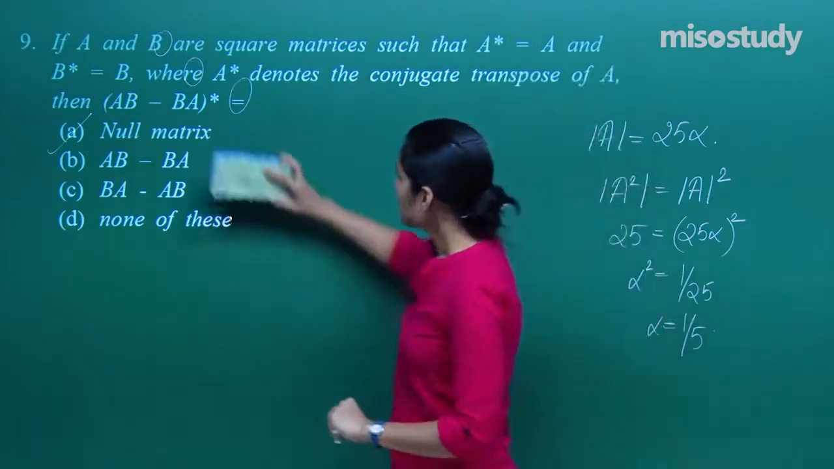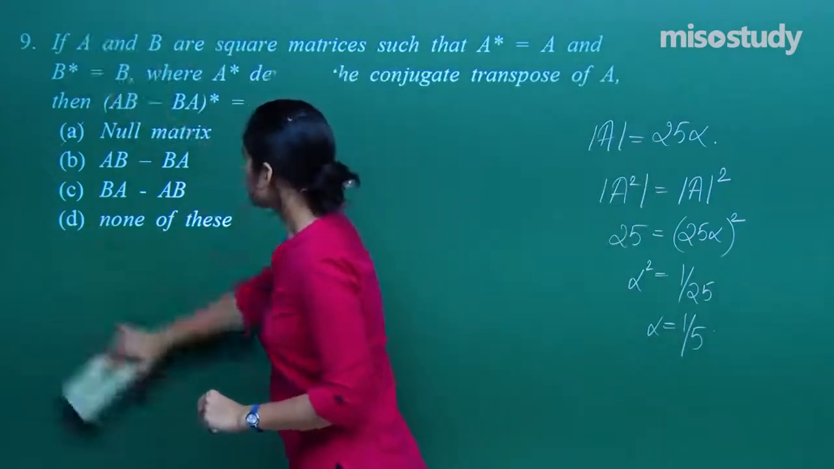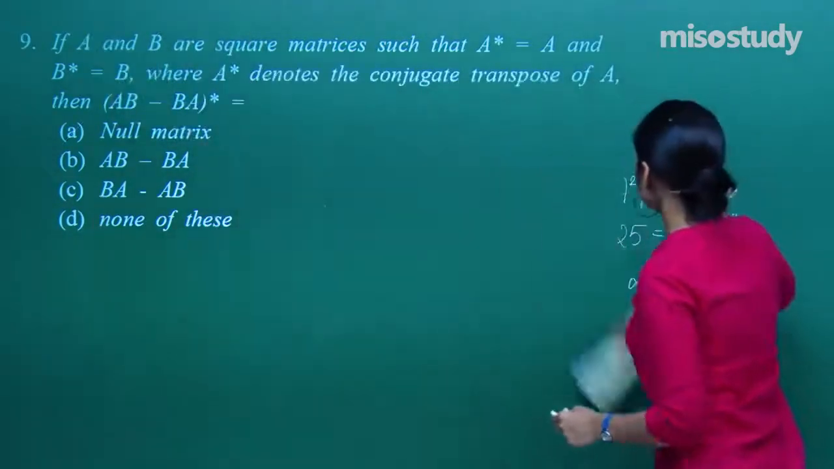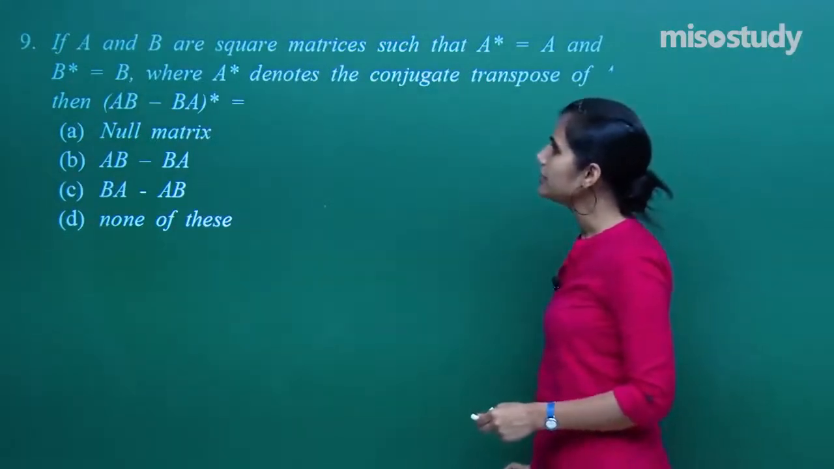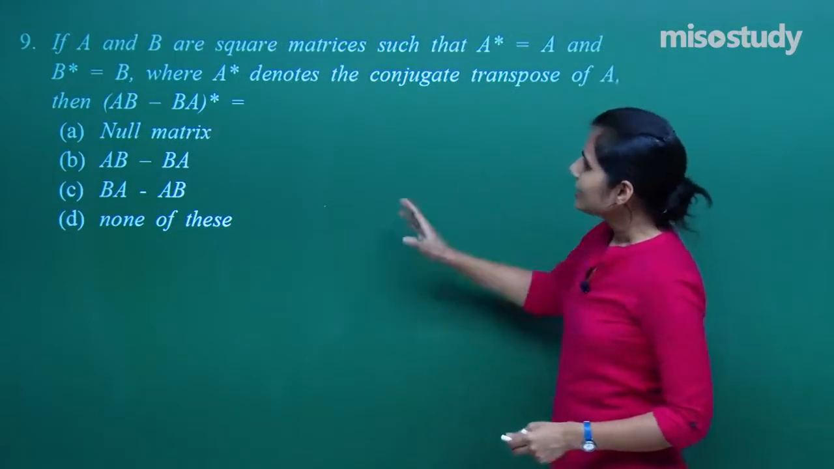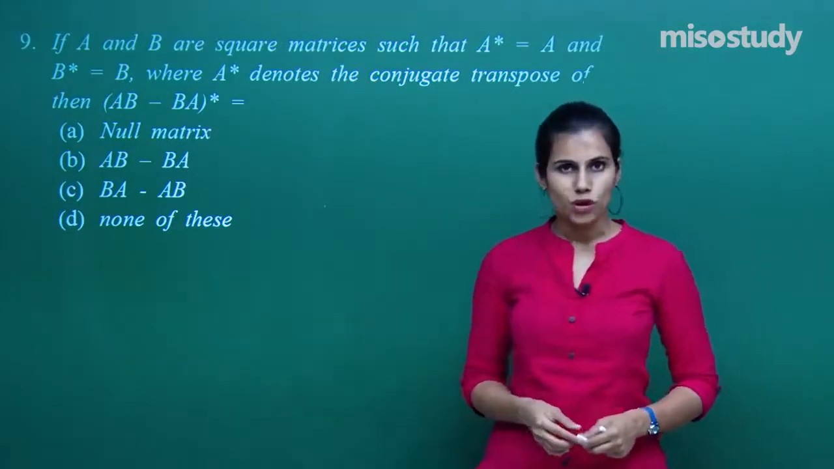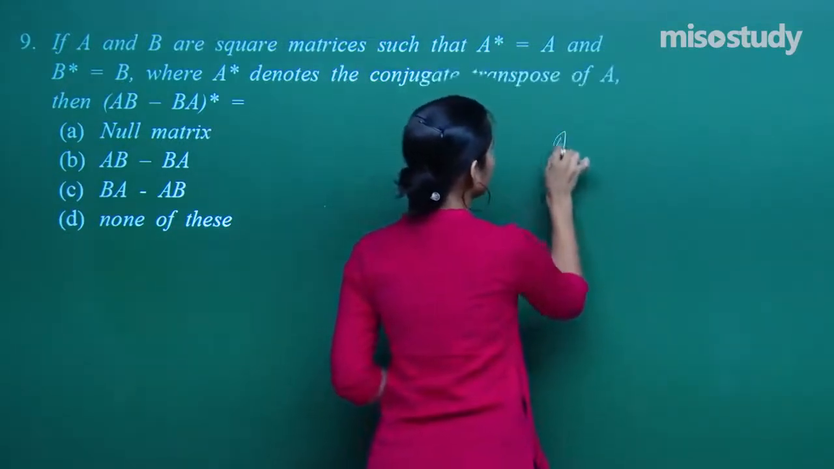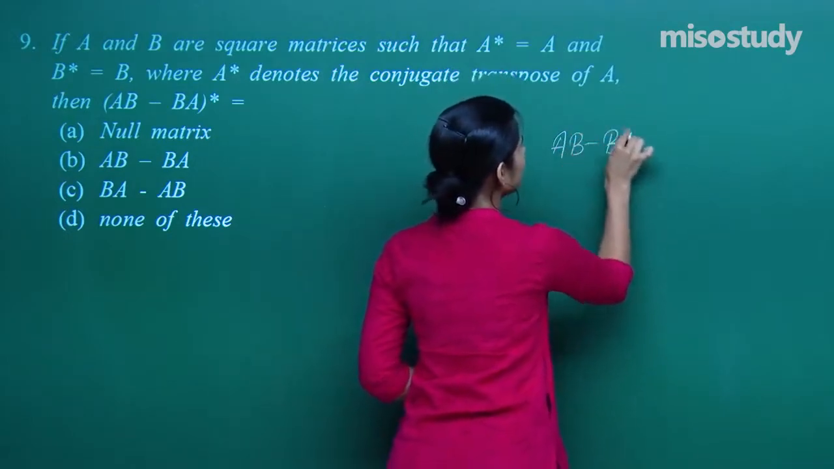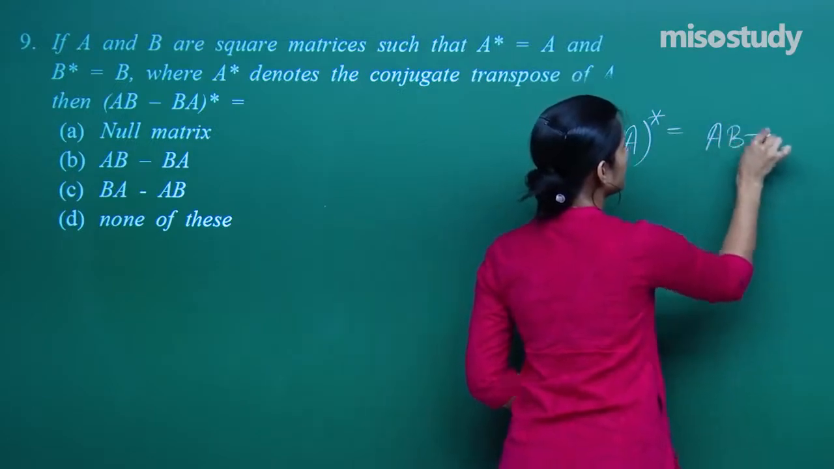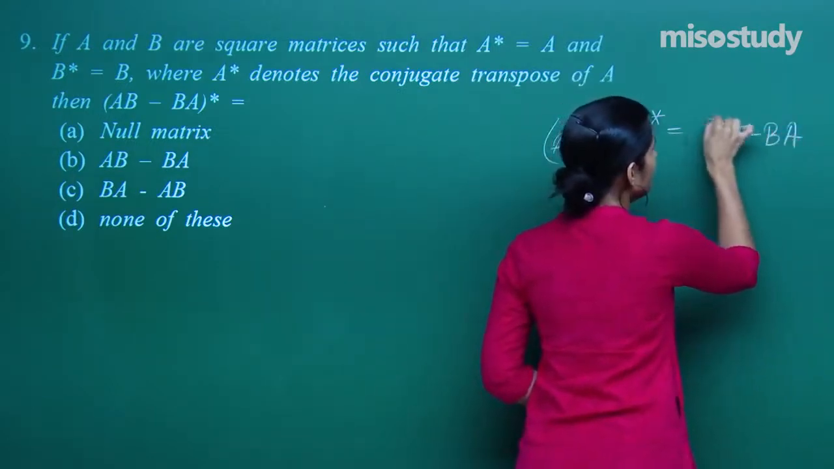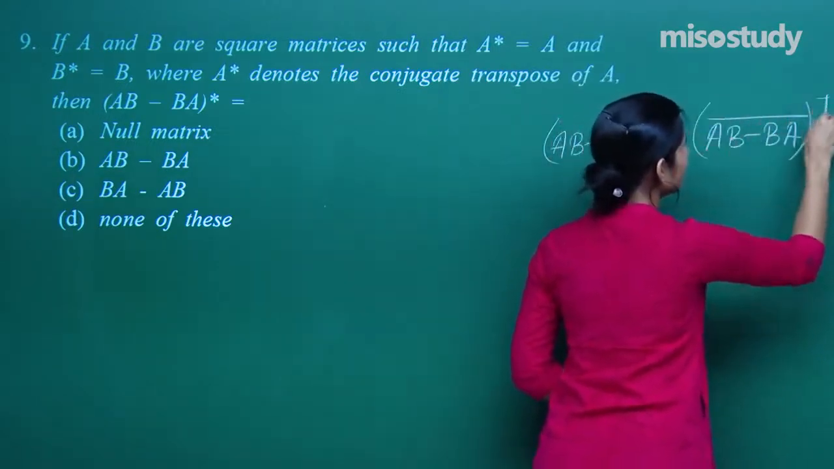A and B are square matrices such that the conjugate transpose of A is A and the conjugate transpose of B is B, then what is the conjugate transpose of AB minus BA? Okay, so the conjugate transpose of AB minus BA means, for AB minus BA, first take the conjugate and then the transpose.